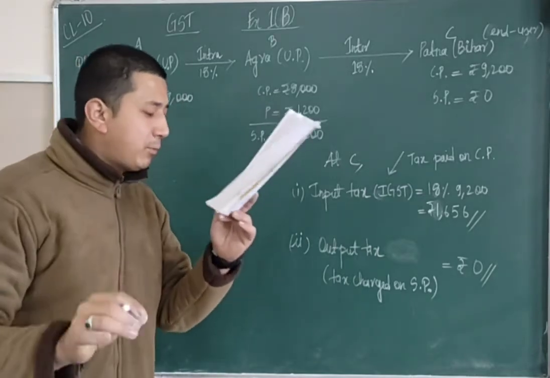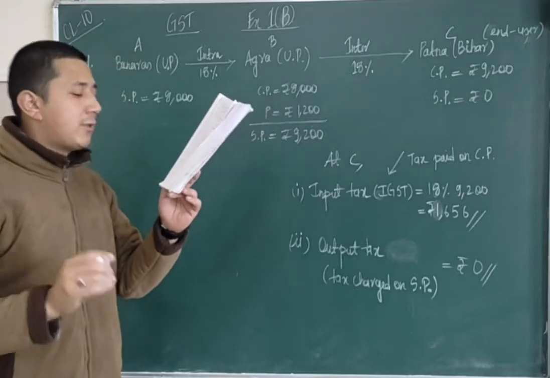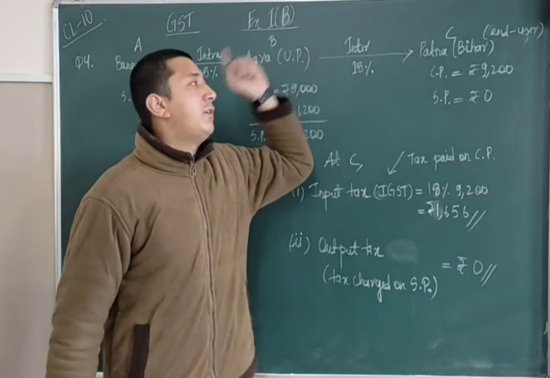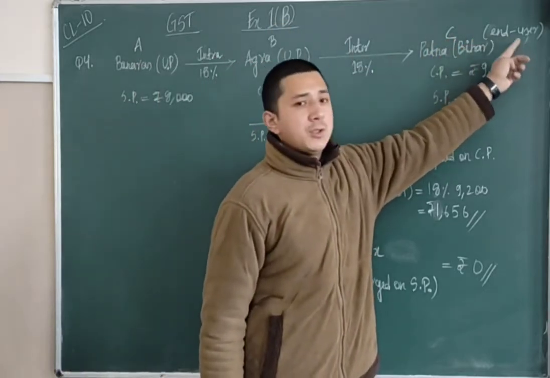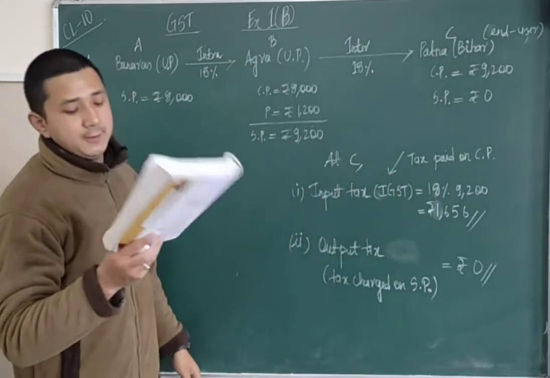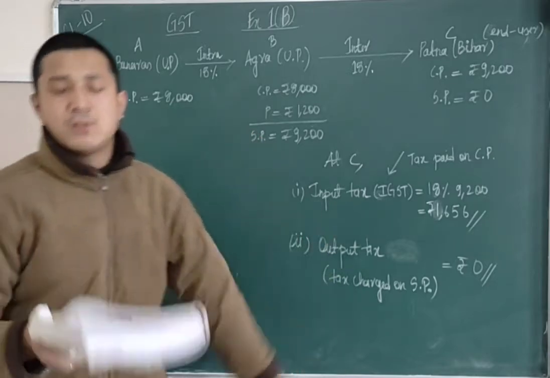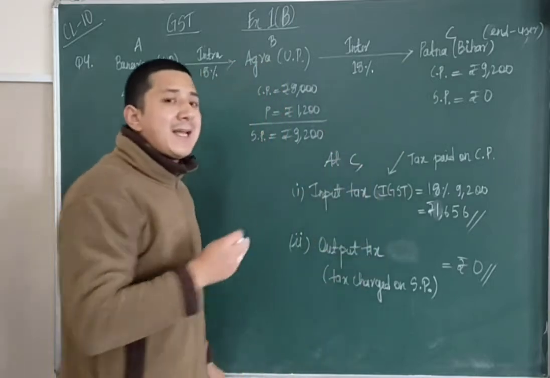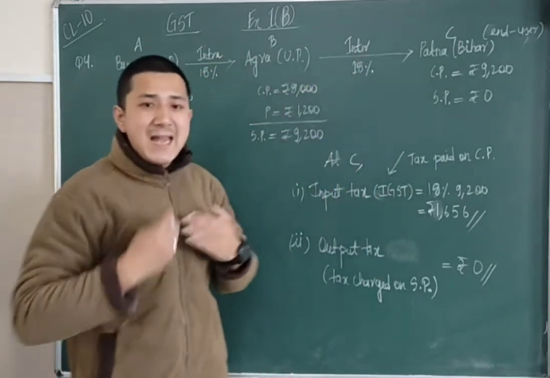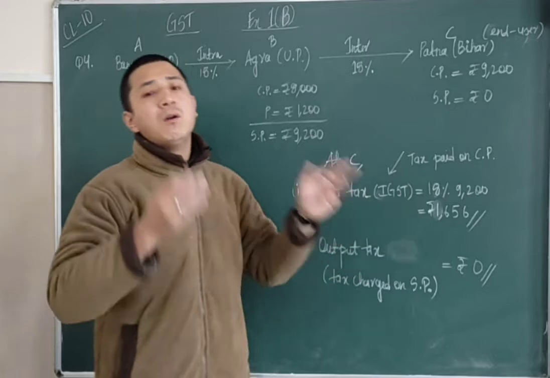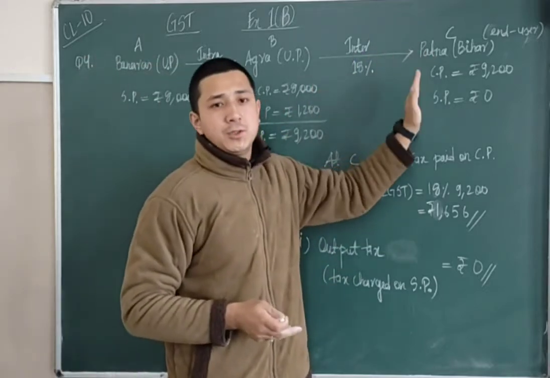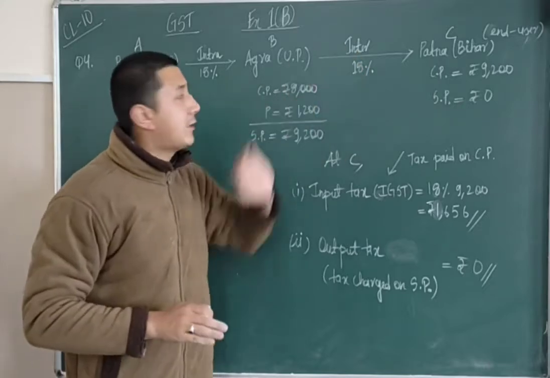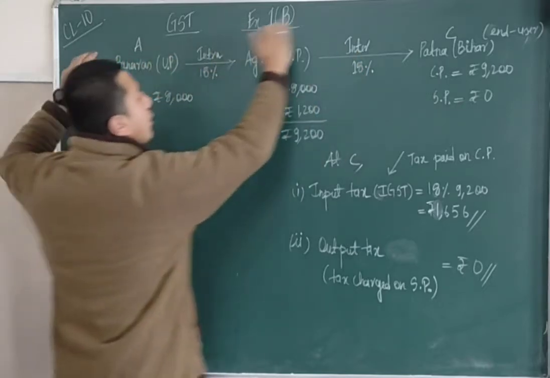Find the input and output taxes for dealer C. Find the input and output tax for dealer C if this dealer C is end user at the rate of 18% and C does not sell his goods further. So we need to find what is the input tax, how much tax he has paid and how much tax he has received. We need to find if he is the end user. The rate is 18% and the case was interstate. I hope now you are clear with this.